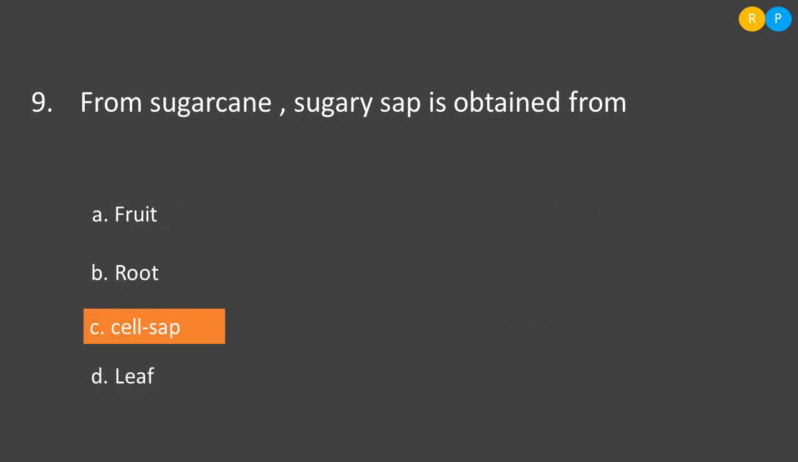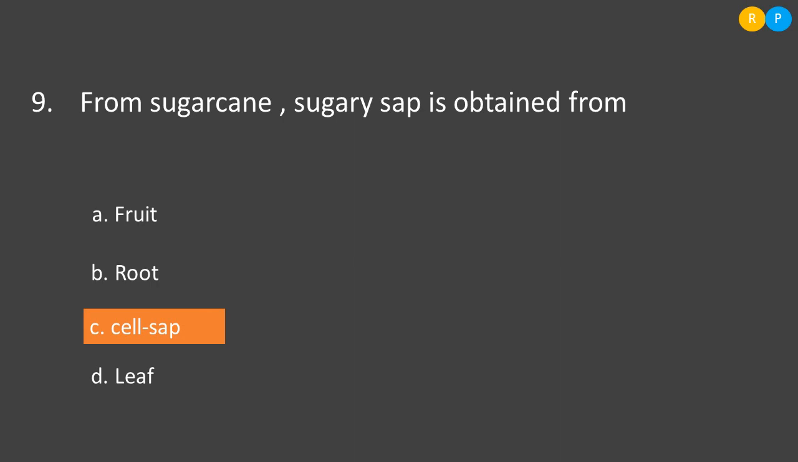The ninth question, from sugar cane, sugary sap is obtained from. So sugar cane is actually used for the extraction of sugar. Clear? For that they will use the stem of sugar cane. By grinding that they will extract the sugar. So from where we will actually get the sugar from the stem, where that sugary sap is stored.